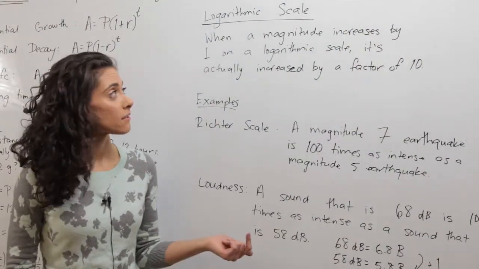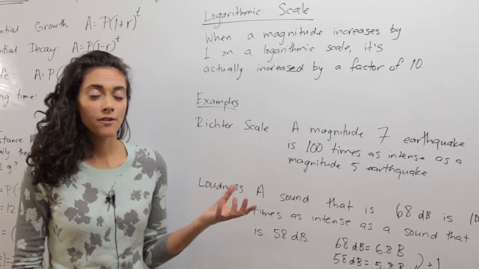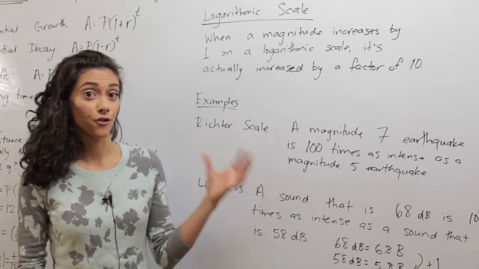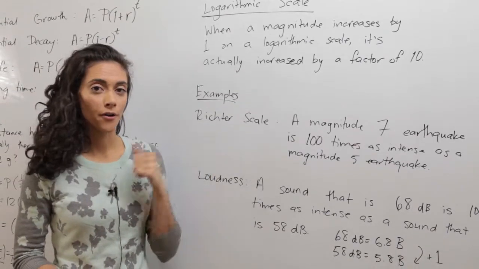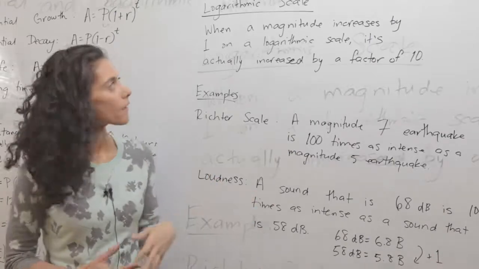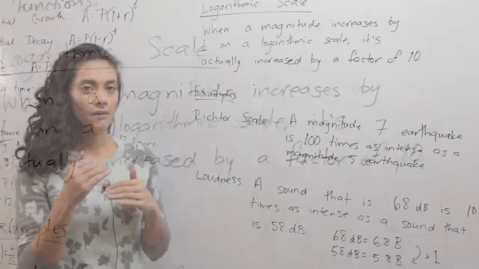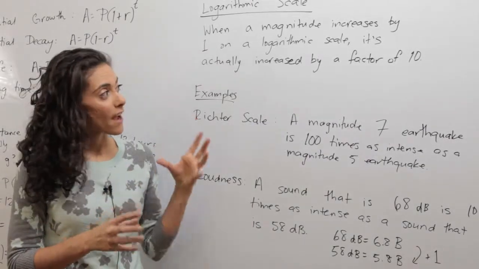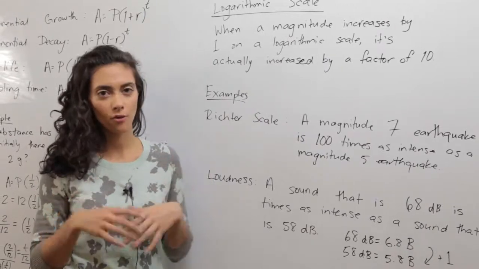On to logarithmic scales. Logarithmic scales are useful when we're dealing with large numbers. You may have noticed that when you take log of large numbers, it turns into smaller numbers. Some common applications are the Richter scale, you've probably heard of that, it's how we measure earthquake magnitudes, and loudness, decibels. When something is in a logarithmic scale, an increase of 1 on the scale is actually an increase of a factor of 10. An increase of 1 is 10, an increase of 2 would be 100 times greater, 3, 1,000, and so on.